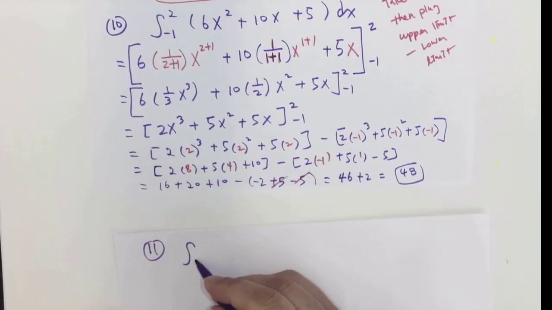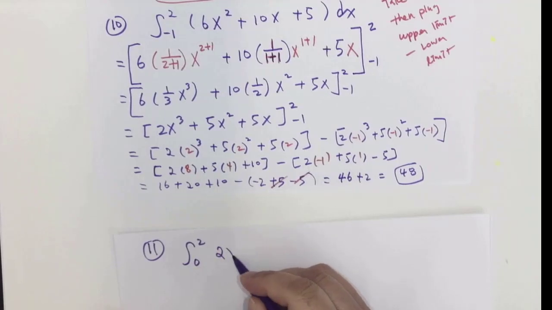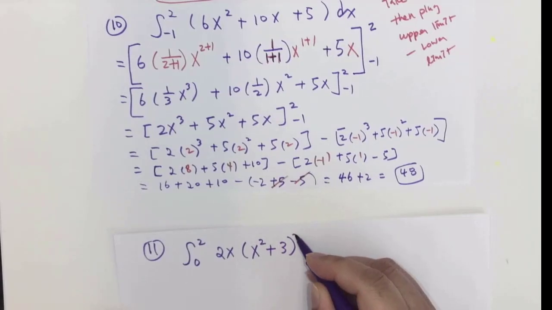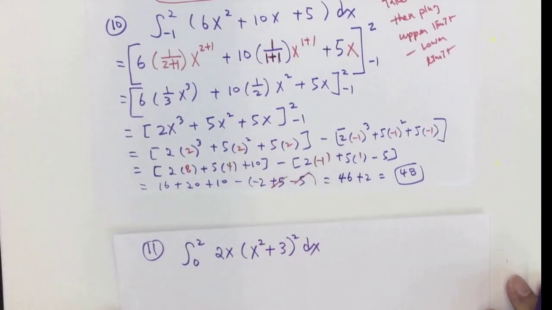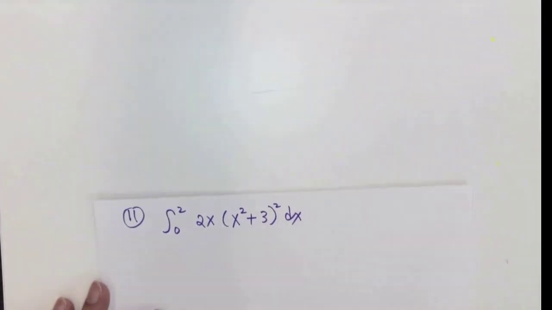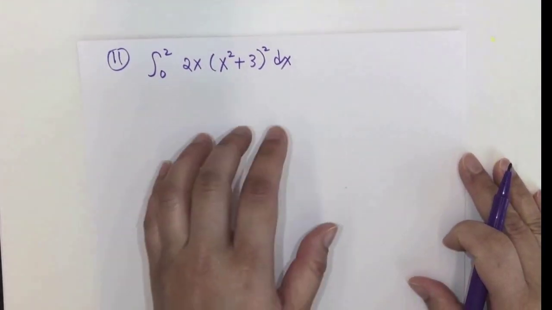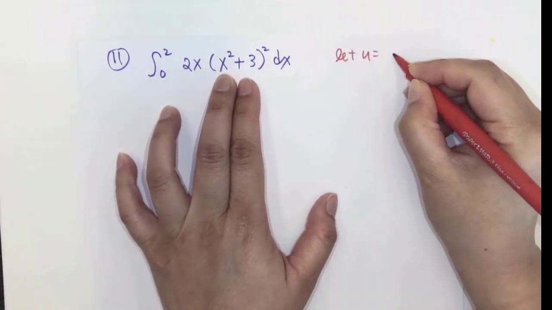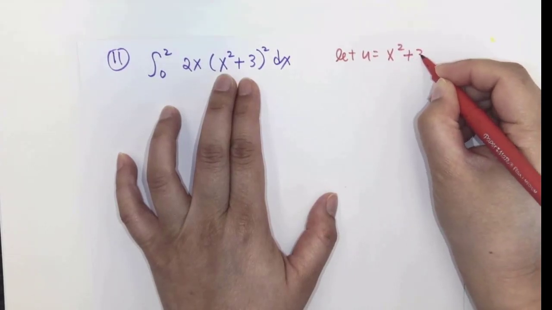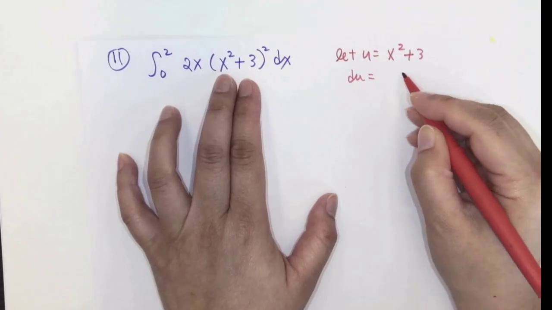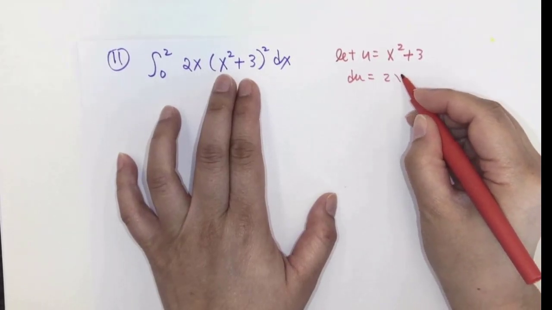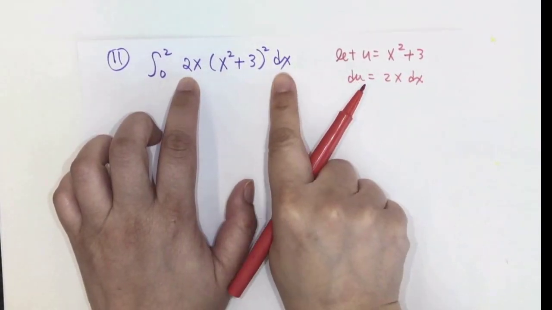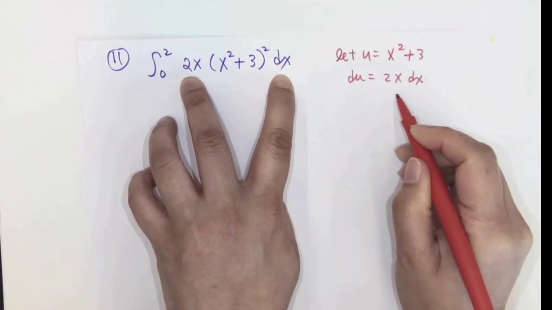We have from 0 to 2, 2x, x squared plus 3 squared dx. Do you think I need a substitution or not here? Number 11, does it need u? The part that is raised to some power, right? So we're going to let u equal to the part raised to some power, which is x squared plus 3. So du is going to be 2x dx, but don't forget the dx, okay? I have 2x dx, so do I need to divide by 2 this time? A lot of time we divide by 2, right?